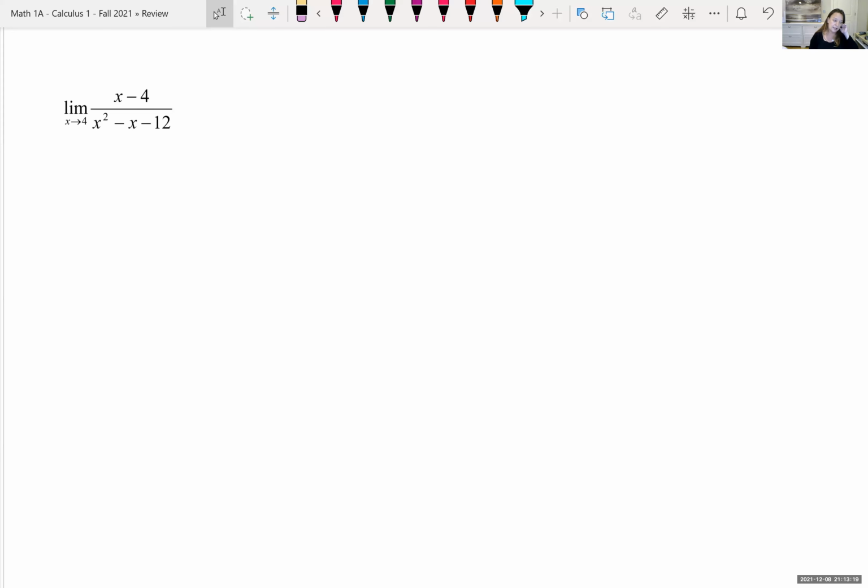Okay, so looking at this limit as x is approaching 4 of x minus 4 all over x squared minus x minus 12. You really should always start with these limits by doing your direct substitution. So we're going to plug in 4 wherever we see an x. I'm going to put parentheses wherever I see an x. So we have 4 minus 4 over 4 squared minus 4 minus 12.